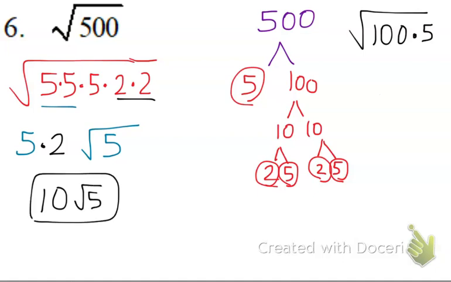Alternate way of approaching it is to see that 100 is a perfect square factor. We can take the square root of 100 and get 10. So we get 10 square root 5. So either way of thinking through it is fine.